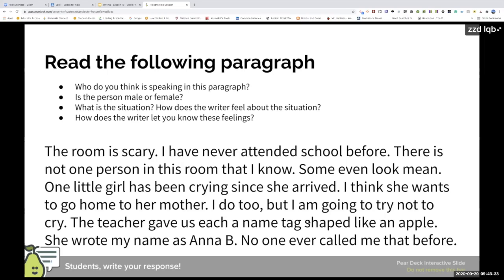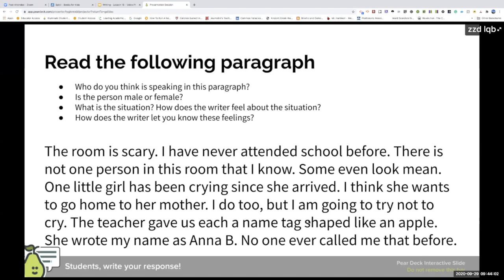The room is scary. I have never attended school before. There's not one person in this room that I know. Some even look mean. One little girl has been crying since she arrived. I think she wants to go home to her mother. I do too, but I am going to try not to cry. The teacher gave us each a name tag shaped like an apple. She wrote my name as Anna B. No one ever called me that before.